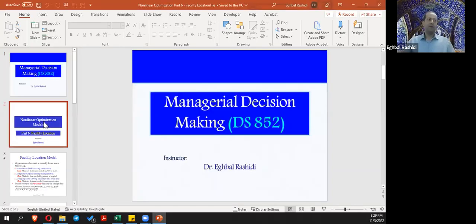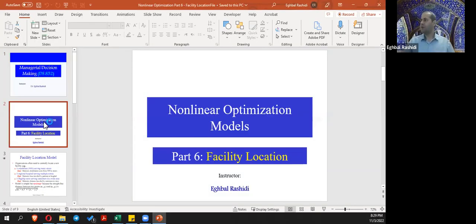So we are going to do the last example for nonlinear models, and then we're going to close this chapter. So this last example is for facility location, which is kind of similar to the type of problem that we had done before in some ways. For example, we did the hub location for airport. This is kind of similar.